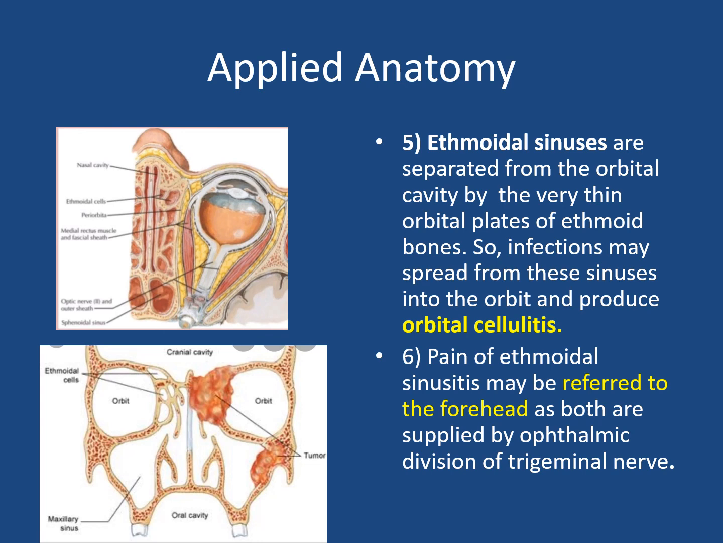The ethmoidal sinuses are separated from the orbital cavity by very thin orbital plates of ethmoid bones. So any infection of the ethmoidal sinuses may spread into the orbit and produce orbital cellulitis. Moreover, pain of ethmoidal sinusitis may be referred to the forehead, as both are supplied by the ophthalmic division of the trigeminal nerve.